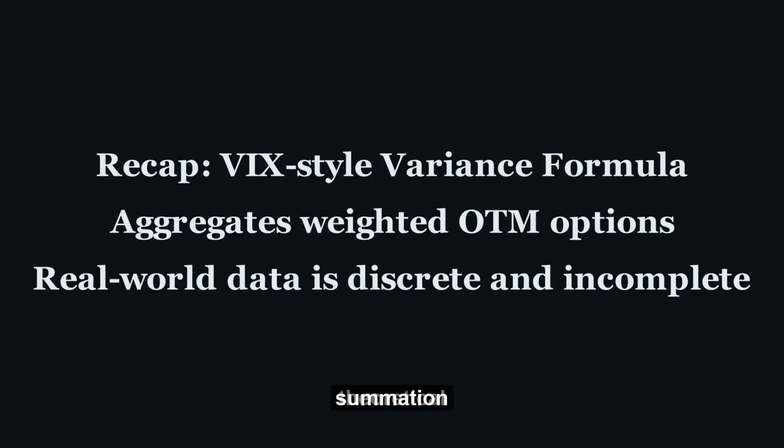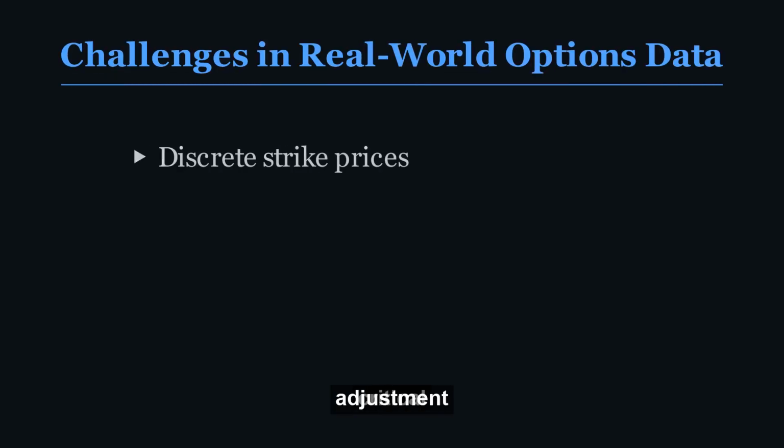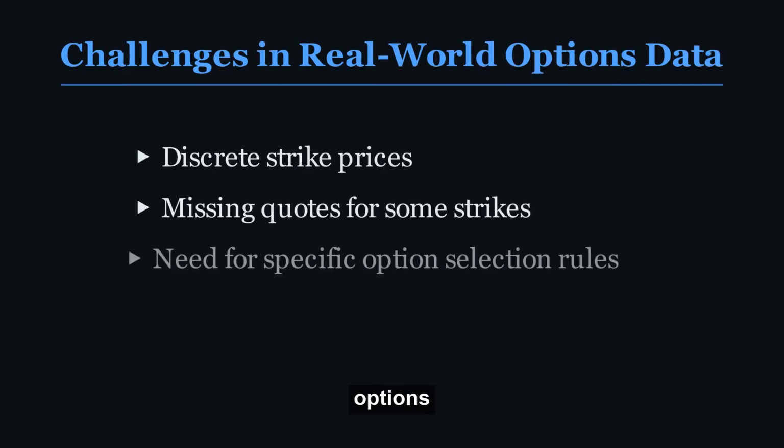However, the theoretical summation assumes a continuous spectrum of available options at every conceivable strike. In reality, options are traded at discrete strike intervals, and not all strikes are actively quoted or even available. This discrepancy necessitates a set of practical rules to bridge the gap between theory and application, ensuring our calculation remains both accurate and consistent. The first critical adjustment involves selecting the appropriate options.